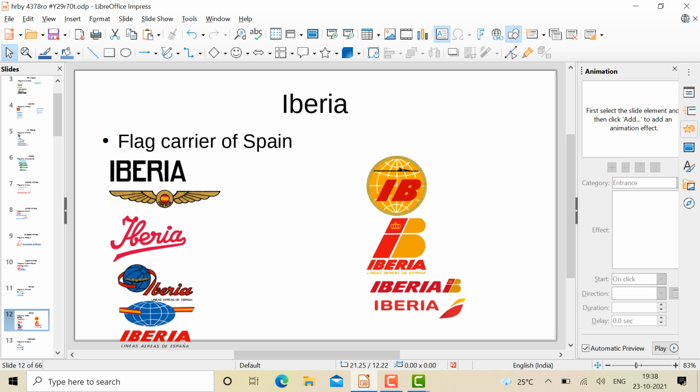Iberia's next logo removed the Lianas Areas de España, and the letters IB were moved to the right. Then the current logo, however, is completely changed. The font has completely changed, and instead of the IB, only the original colors appear. The B's yellow and the I's red appear over here.